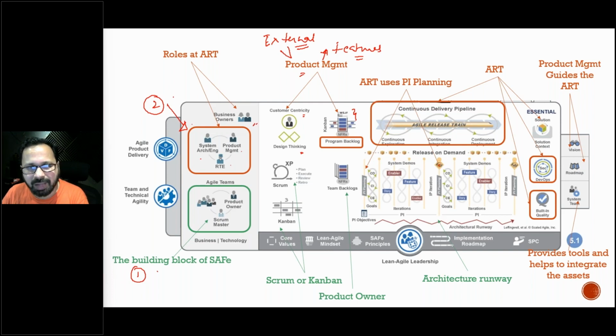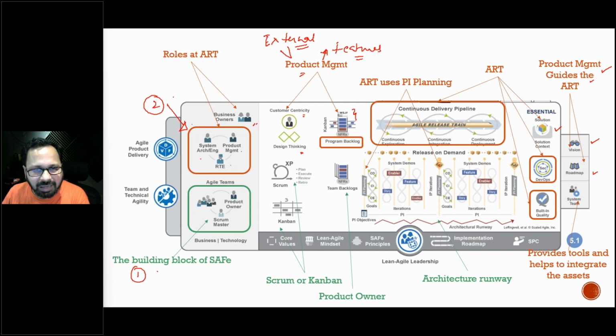And this program backlog is the input to the Agile Release Train, and the Agile Release Train, which is nothing but the team of teams concept, delivers the value, which is nothing but here. The product management also guides the ART by providing the vision and the roadmap. Okay, so that's what the product management does.